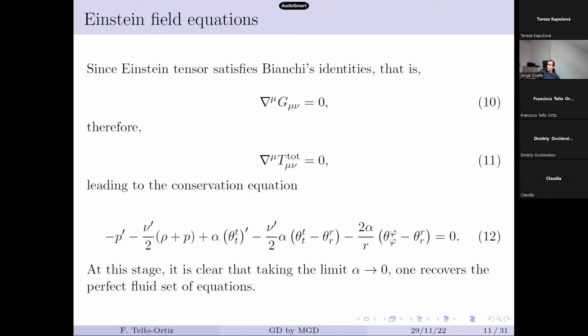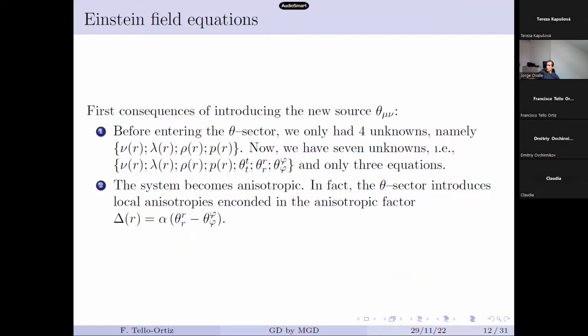So it is obvious that at this stage, if you take the limit alpha tending to 0, you recover the original problem. In this case, I started from a perfect fluid matter distribution subject to a spherically symmetric line element, okay? So, first consequence of introducing the new theta mu source.